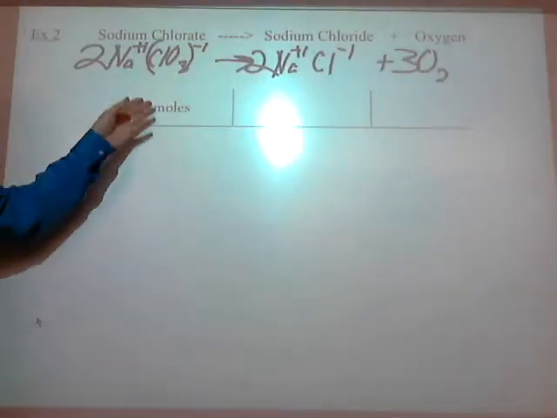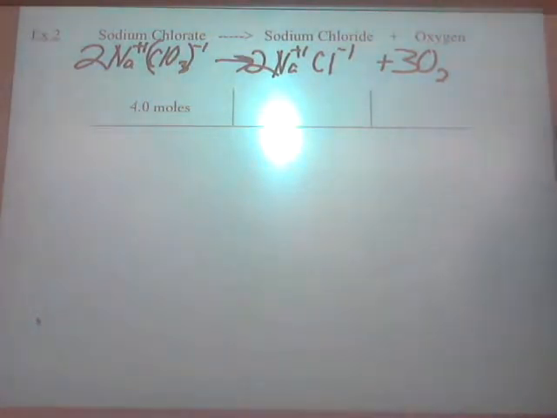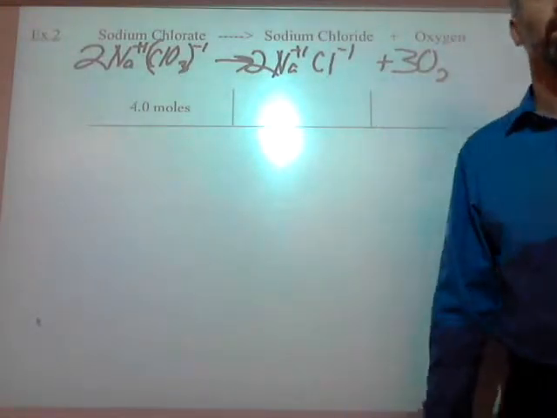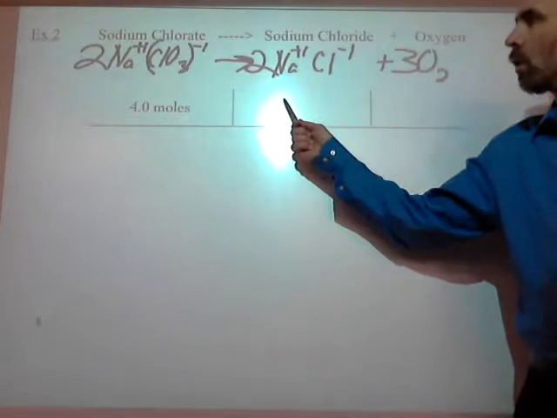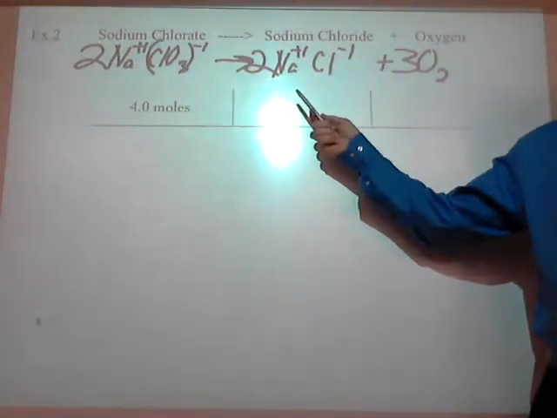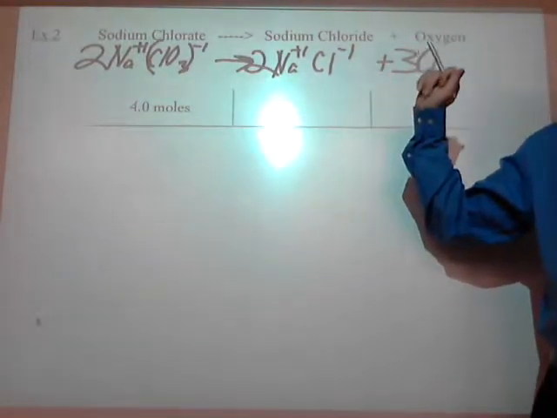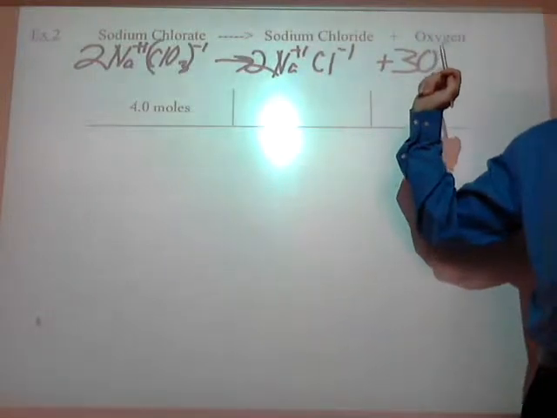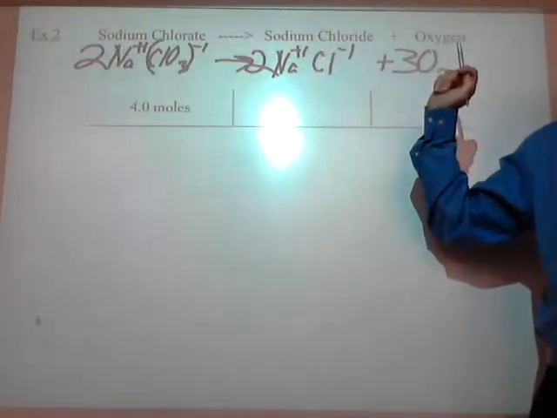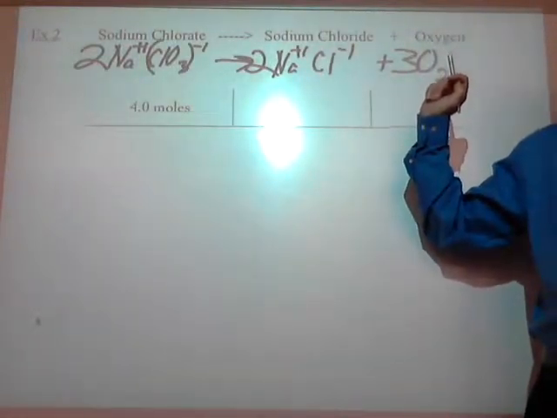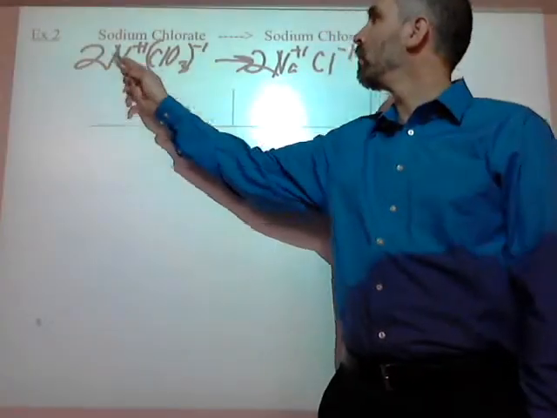Say I gave you 4 moles of sodium chloride. I asked you to decompose it. This is something we absolutely could do. You could decompose sodium chloride, and you could get oxygen out of it. Okay? How much salt would I get out of it? How much sodium chloride would I get? 4. I heard 2. Which is right? 4. Because 2 is to 2.